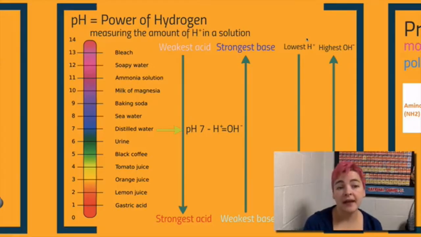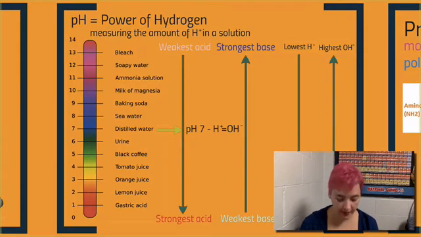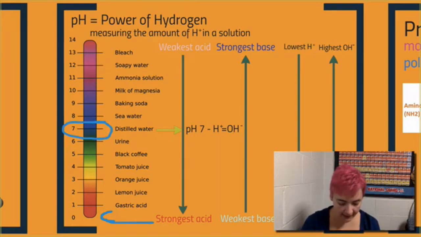pH stands for power of hydrogen. It measures the amount of hydrogen ion within a solution. It's on a scale from 0 to 14. The closer you are to 0, the more acidic you are. As you go up the scale towards 14, you become a weaker acid. Right at 7, the amount of hydrogen in the solution is equal to the amount of hydroxide.